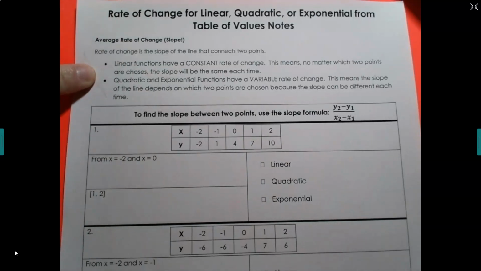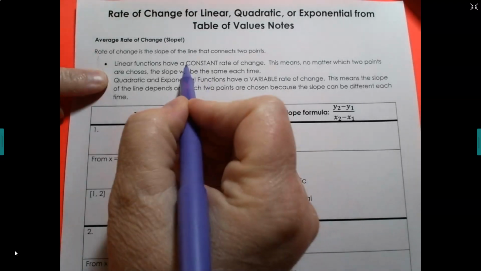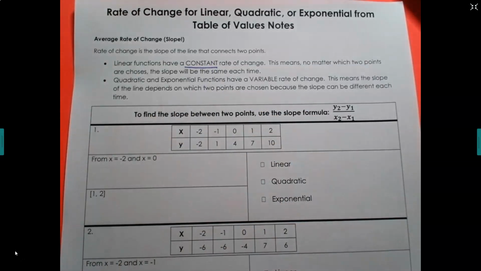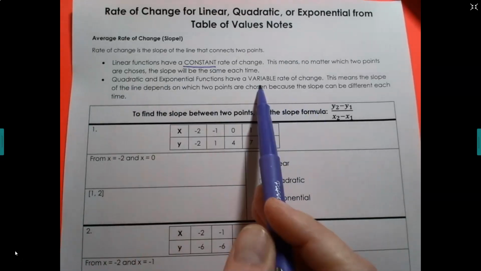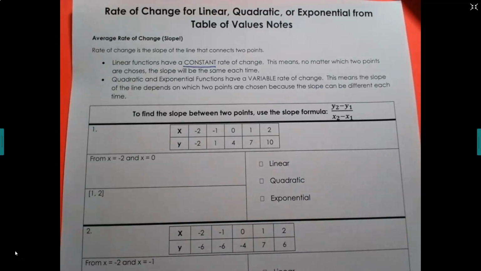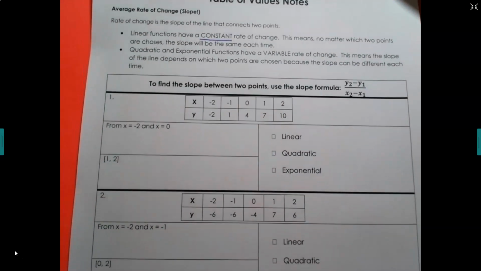I reminded you up here at the top, rate of change is the slope of the line that connects 2 points. Remember that linear functions have a constant rate of change, meaning it doesn't matter which 2 points you pick, the slope will be the same. And quadratic and exponentials have a variable rate of change. The points you pick will change the slope, so it depends on which points you pick.